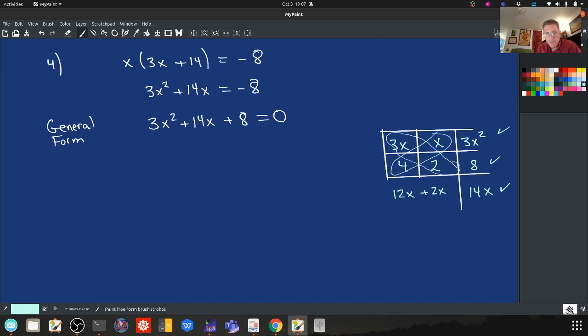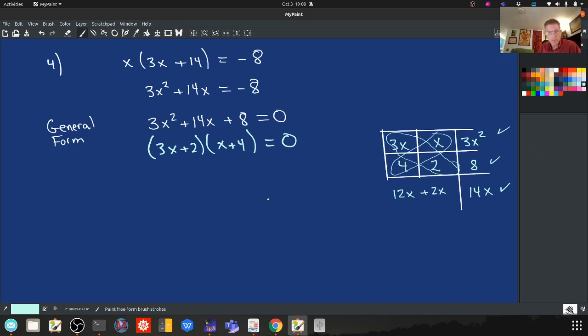So my factorization is 3x plus 2 times x plus 4. And it's really important that you remember to go kitty corner. I've had students who get all of this right and then they don't go kitty corner and they write 3x plus 4, x plus 2, and clearly that won't work.